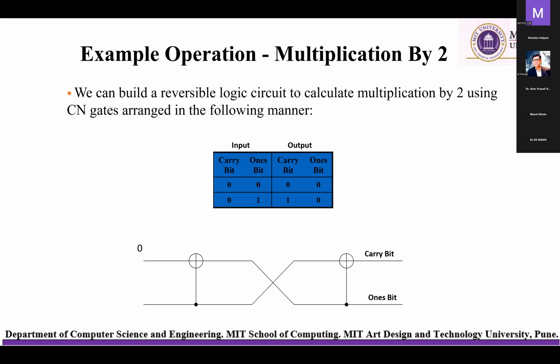When the carry bit is 0 and the ones bit is 0, the output is 0, 0. When the carry bit is 0 and the ones bit is 1, the output is respectively 1 and 0. This setup uses a quantum operation with Hadamard gates, H, and C-NOT gates. The Hadamard gate is applied to create superpositions, and the C-NOT gates are used to flip the state of the carry and the ones bits in such a way that it simulates multiplying the number by 2.